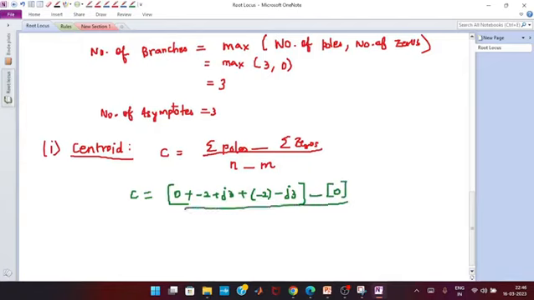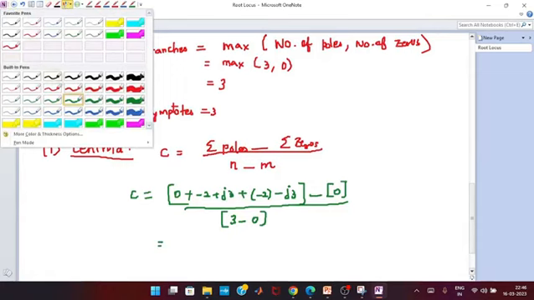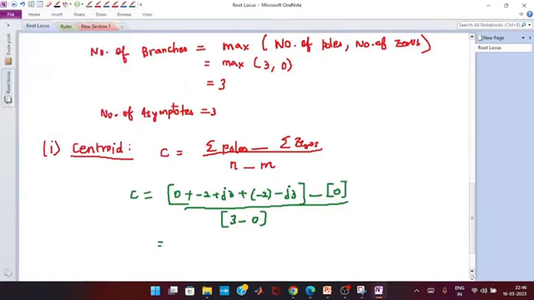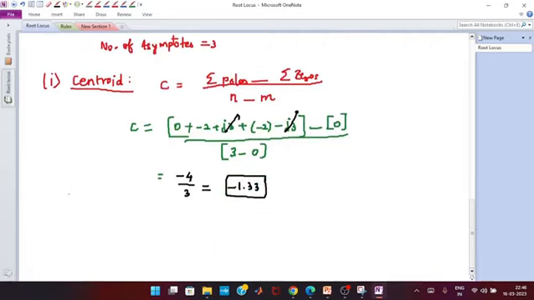And how many poles? 3. How many zeros? 0. So 3 minus 0 is 3. After this, which terms get cancelled out? The j3 and the minus j3 both get cancelled out. Here we have minus 4 divided by 3. So what is the answer? Minus 4 divided by 3, that is minus 1.33. So this is the centroid point of the asymptotes, right?